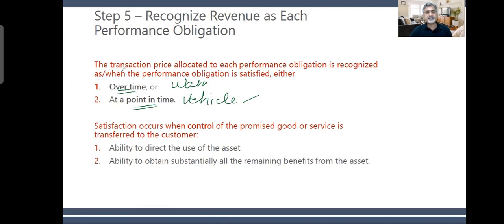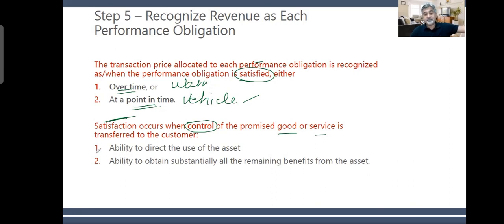It says that the transaction price allocated to each performance obligation is recognized when the performance obligation is satisfied. A performance obligation is satisfied either over a period of time or at a point in time. And satisfaction means what? Satisfaction occurs when control of the promised good or service is transferred to the consumer. When I give you the keys, when I give you the car, it means that I have given you the control and satisfaction is done.